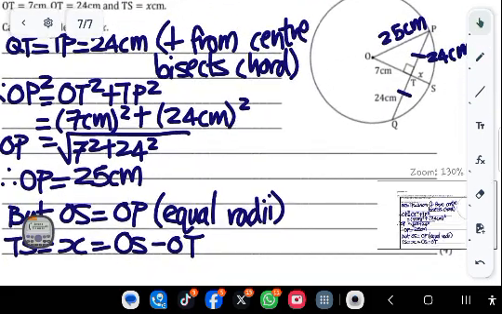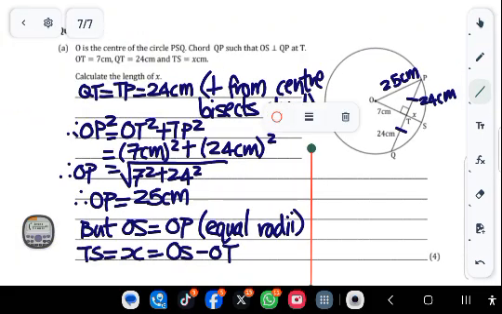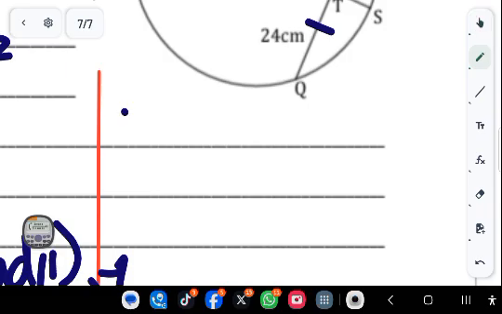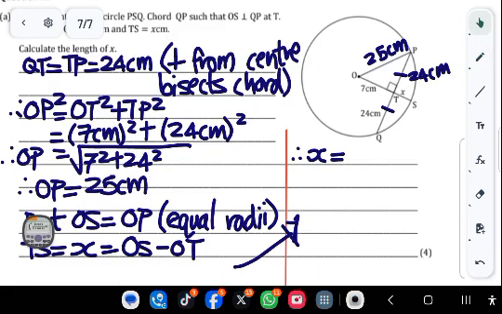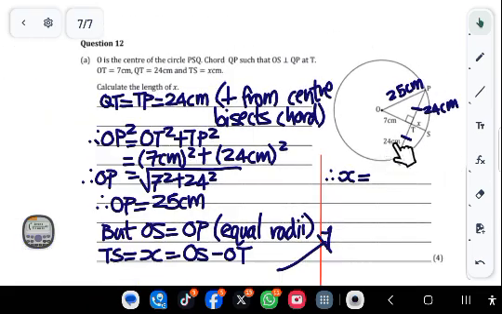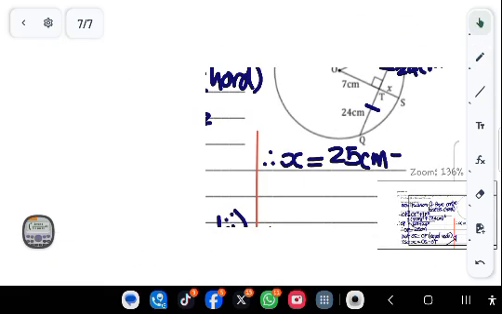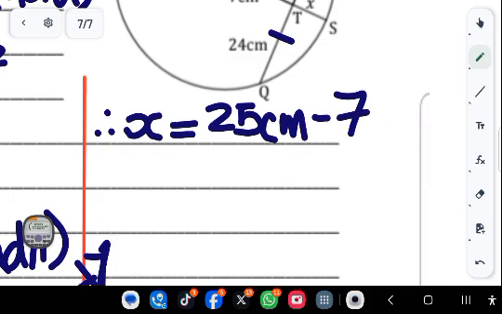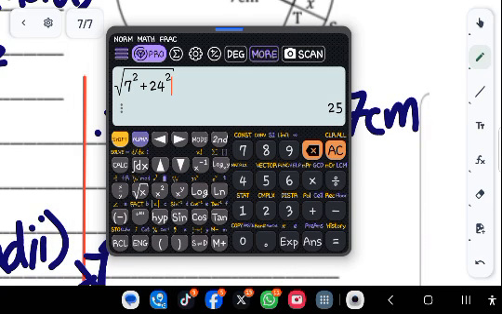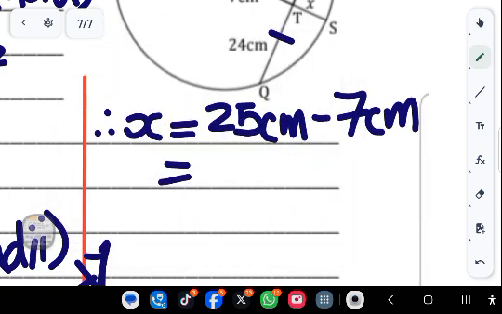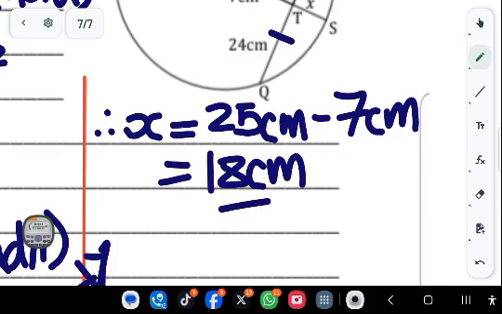Therefore, x equals OS minus OT. OS is equal to 25 centimeters, so that will be 25 centimeters minus OT, which is 7 centimeters. 25 minus 7 gives us 18 centimeters, and that's how you find that.